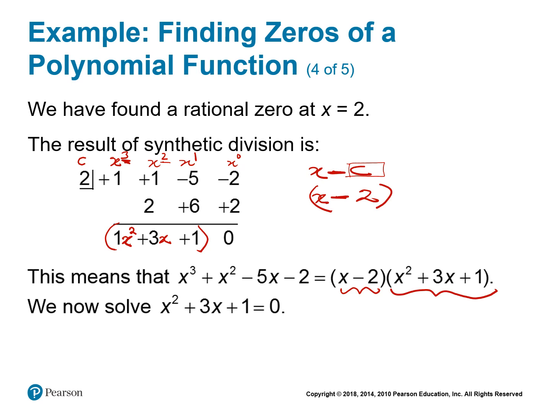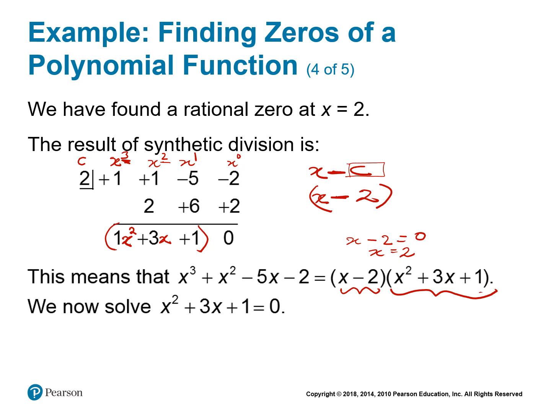Okay, so now we have these two factors for x cubed plus x squared minus 5x minus 2. Now we can make x minus 2 equal to 0, and we have x equals 2 as one of the intercepts of the graph. However, we have to solve for x squared plus 3x plus 1 and come up with the other values of x. So that's going to be the next step.